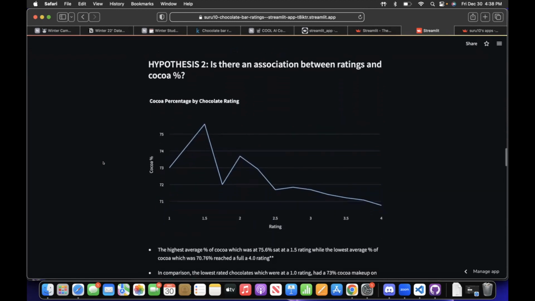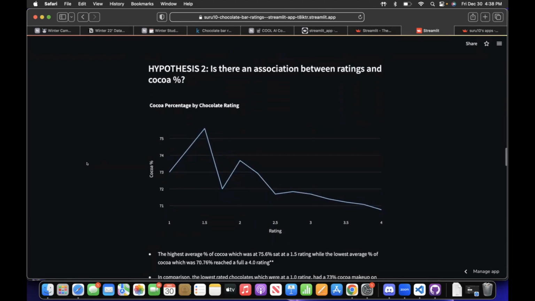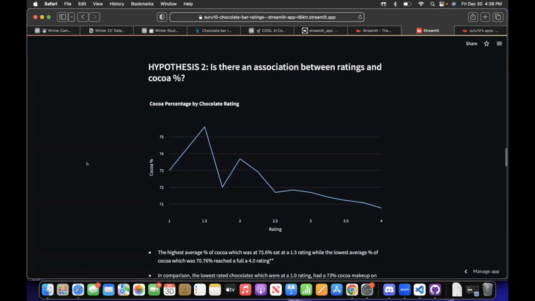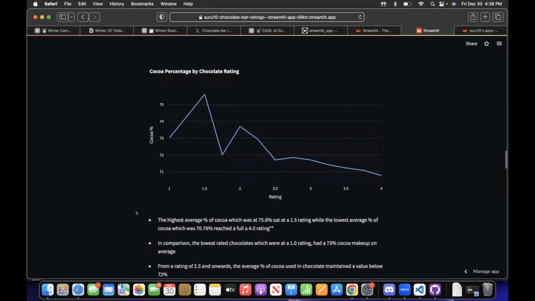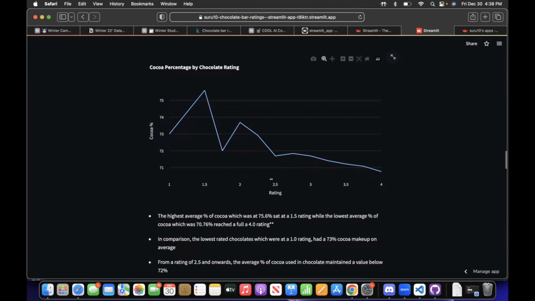And our second hypothesis was to figure out if there was any connection between the rating a chocolate bar got and the percentage of cocoa used to create that chocolate bar. And to figure this out, we created a line graph that plotted the ratings and the average percentage of cocoa used to create chocolate that had those ratings. And as you could see, there is a downwards linear trend that explains how, on average, as the rating for the chocolate increases, the average percentage of cocoa that makes up the chocolate bar decreases.